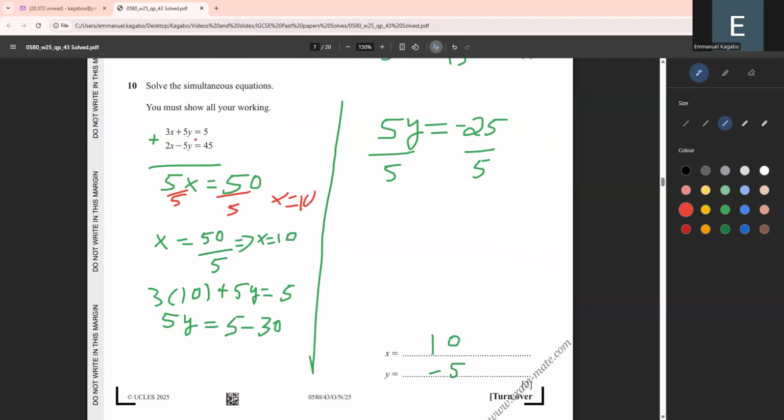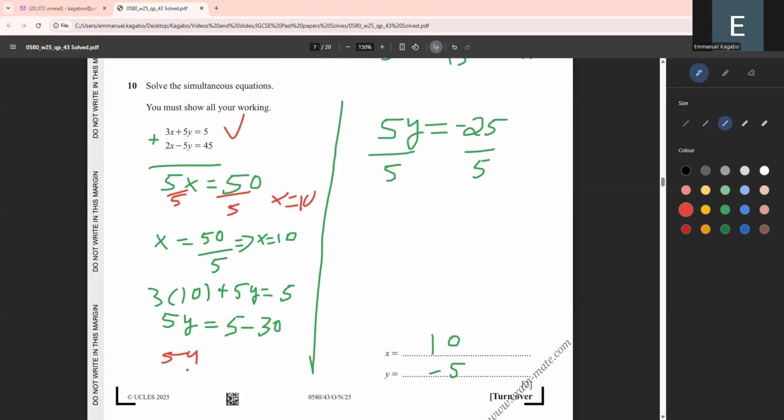After getting x equals 10, substitute in any of the equations. I decided to go with the first equation, which is 3x plus 5y equals 5. So 3 bracket 10 plus 5y equals 5. When I open the bracket here, I'll get 30. I'll take 30 to the other side, it will be minus 30. So that will be 5y equals 5 minus 30. And that will give me negative 25.